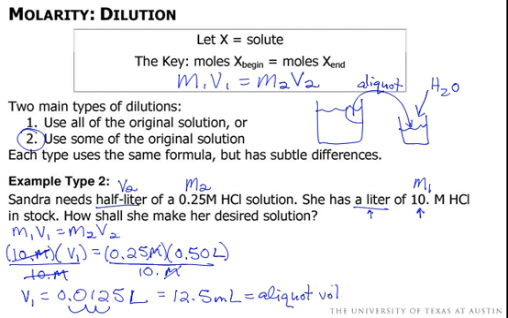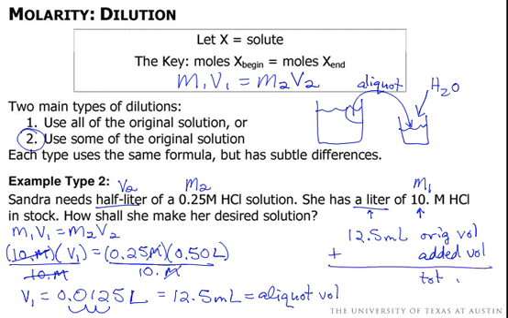And this aliquot is 12.5 mils, and it is 10 molar solution. I don't want 10 molar, so I need to add water to that. Alright, so I have 12.5 milliliters is my original volume, plus my added volume, whatever that is, gets me to my total volume. My total volume, that's given to me. I want a half liter. Oh, but I have milliliters up there, so I'm going to change this to 500 milliliters.